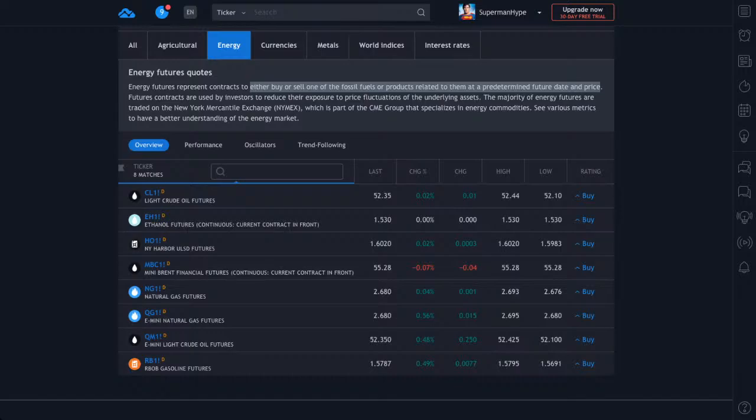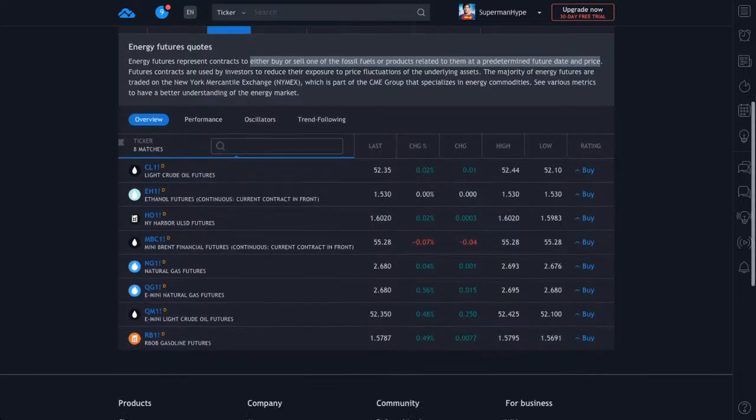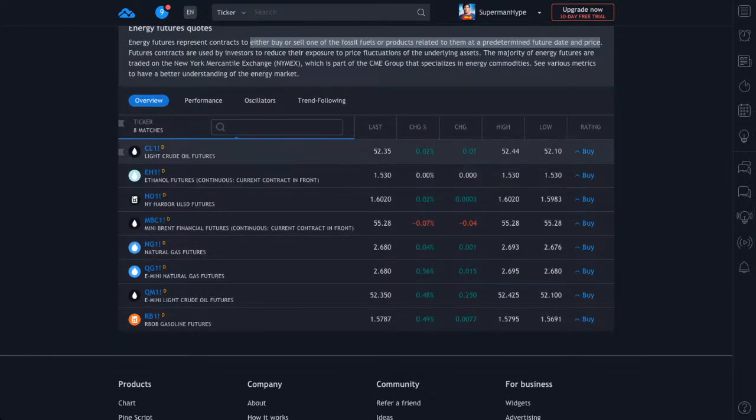The majority of energy futures are traded on the New York Mercantile Exchange, which is a part of the CME Group that specializes in energy commodities. So you've got light crude oil futures, ethanol, natural gas, stuff like that.